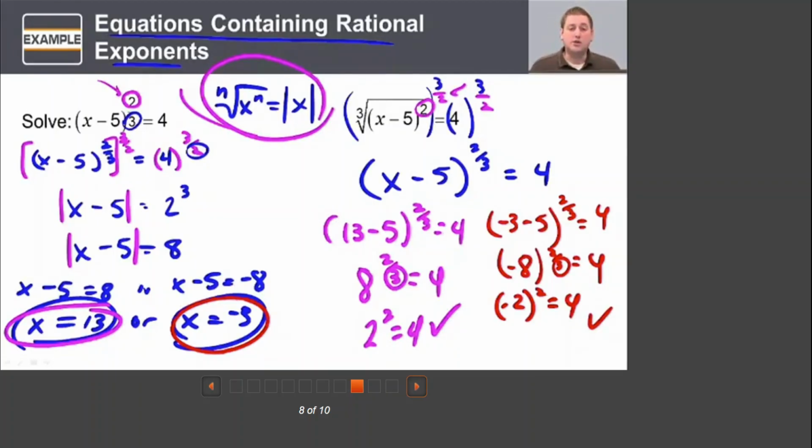So when looking at equations containing rational exponents, using the rule of when it's in radical form, we can end up seeing that just by raising both sides to the reciprocal of the rational exponent, we can use it to solve for the variable.